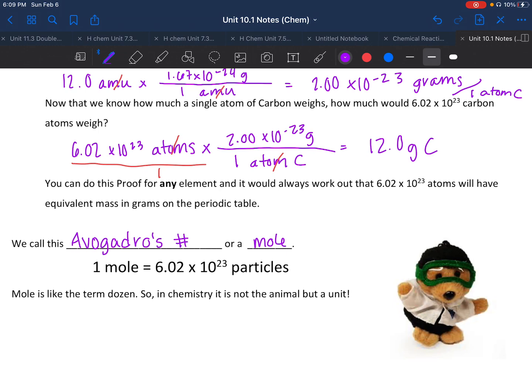If I say I have 1 mole of carbon, I have 6.02 times 10 to the 23 particles of carbon. If I say I have 1 mole of sodium chloride, that's how many particles I have of it. So it's just like a generic term so that we don't have to keep writing this number over and over again. We can just call it 1 mole. All right. So in chemistry, mole is a unit, not the animal. All right. So let's move on then.